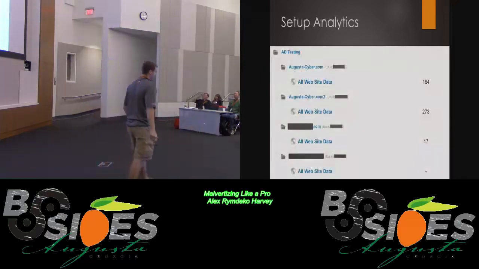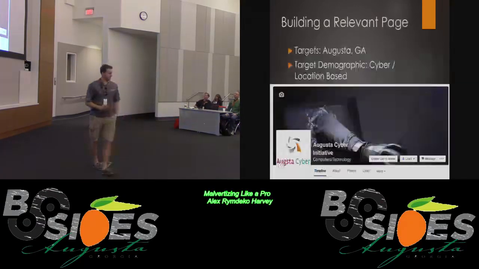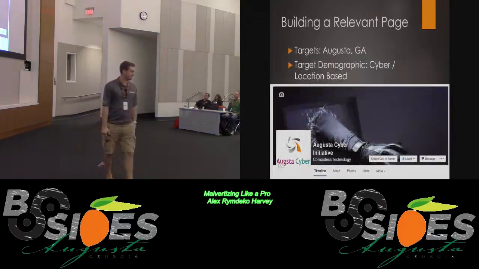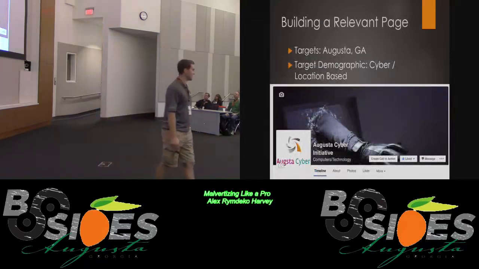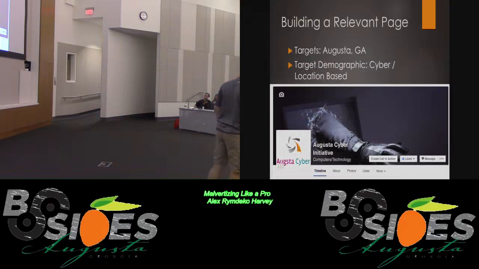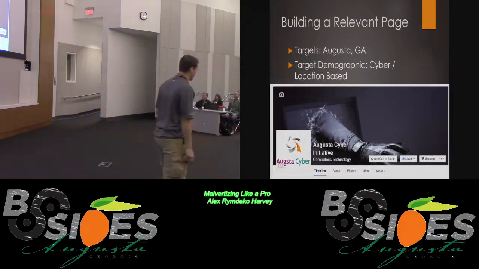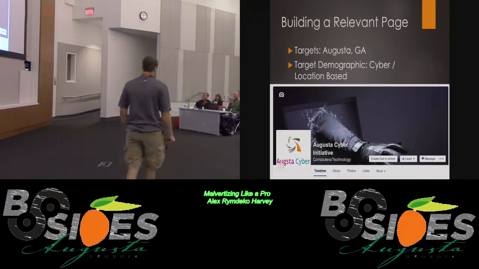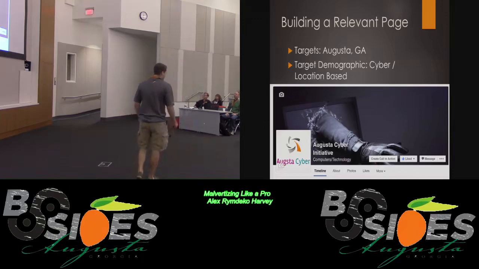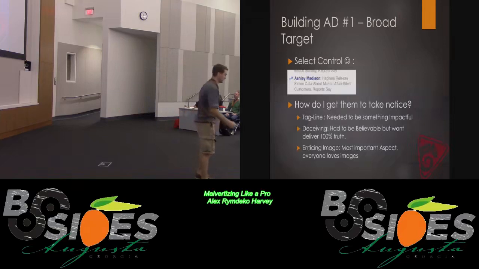So I set up my Google Analytics account. I bought the domain augustacyber.com, and I was up and running. I knew I needed to build a relevant page. So I went to some logo site, built some cute logo, slapped it on there, and found the next cool cyber photo or whatever they had out there on Google and whipped it in there. And next thing you know, I was targeting cyber personnel in the Augusta region.